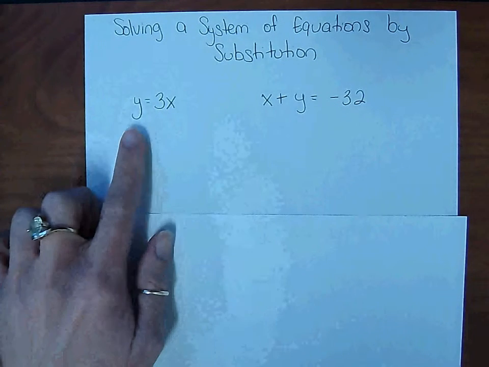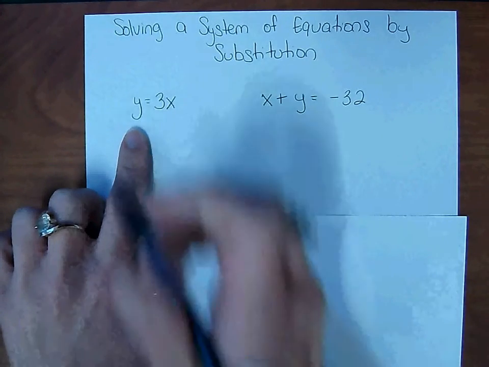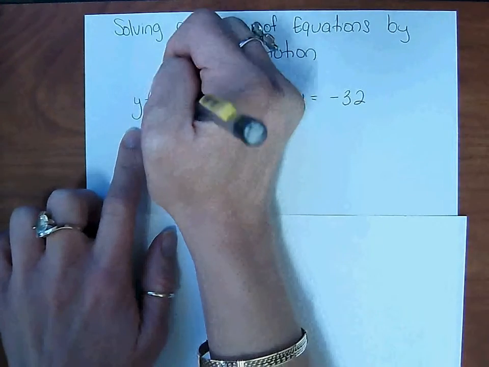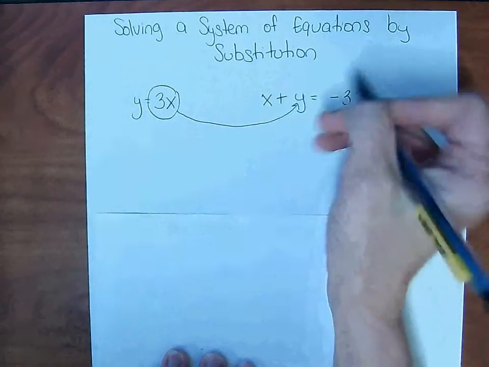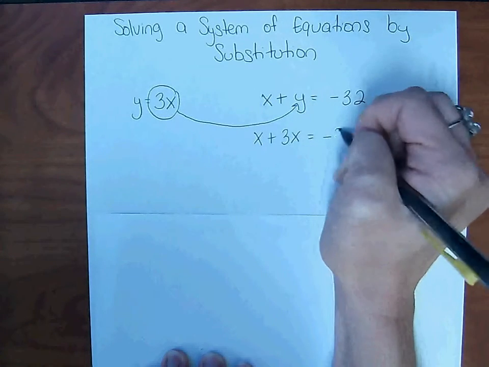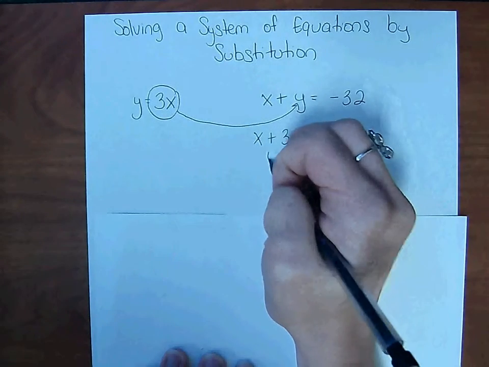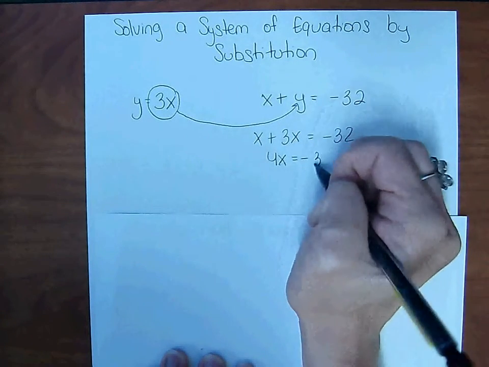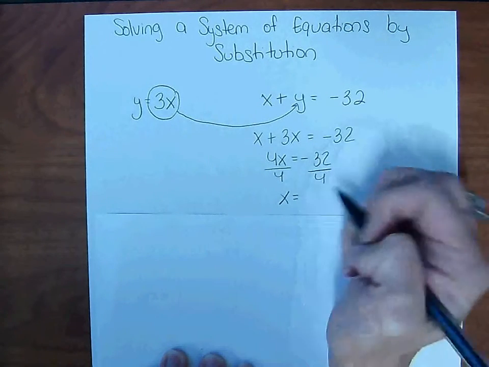So for the first equation, we know that y equals 3x. So wherever we see y in the second equation, we're going to plug in a 3x. So x plus 3x equals negative 32. Collect like terms. So 4x equals negative 32. Solve for x, divide both sides by 4, and x equals negative 8.